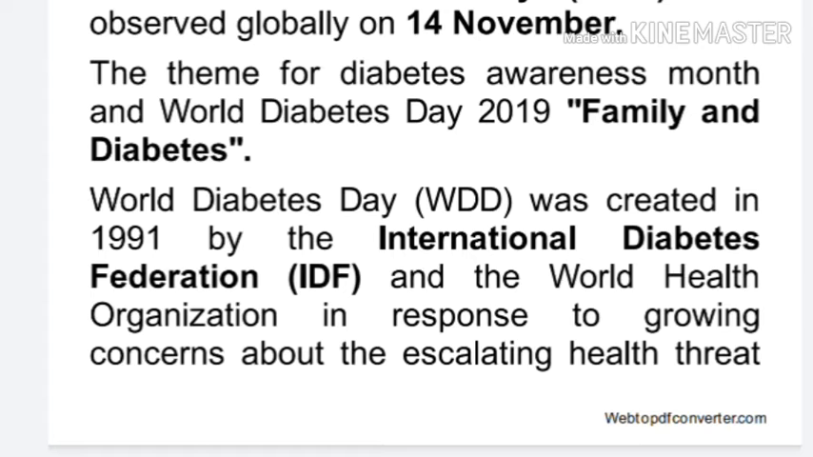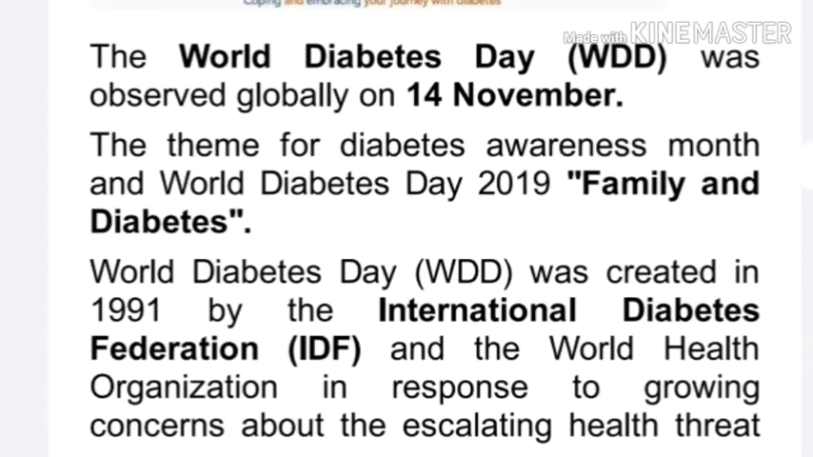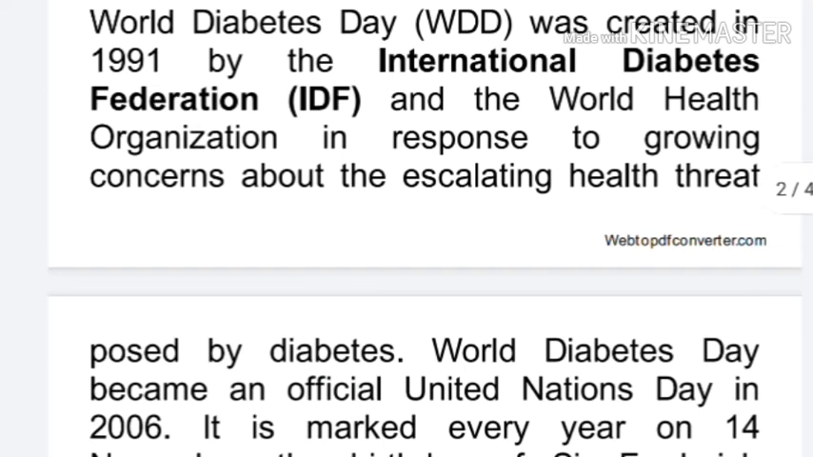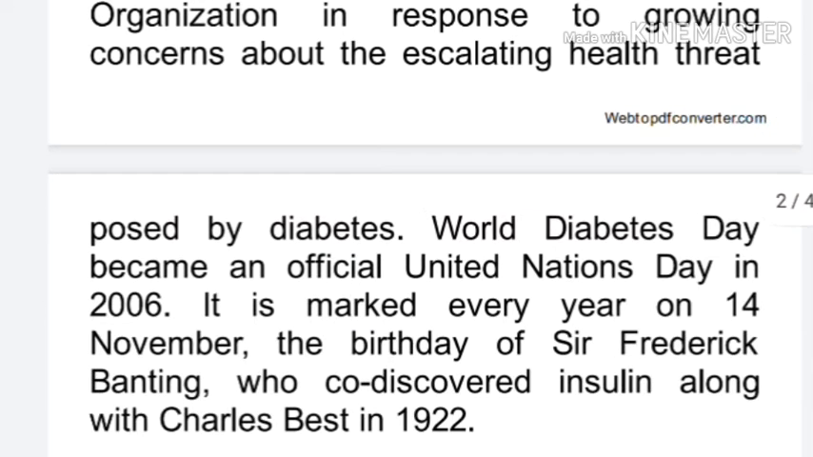The theme for Diabetes Awareness Month and World Diabetes Day 2019 was Family and Diabetes. World Diabetes Day was created in 1991 by the International Diabetes Federation and the World Health Organization in response to growing concerns about the escalating health threat posed by diabetes. It became an official United Nations Day in 2006.